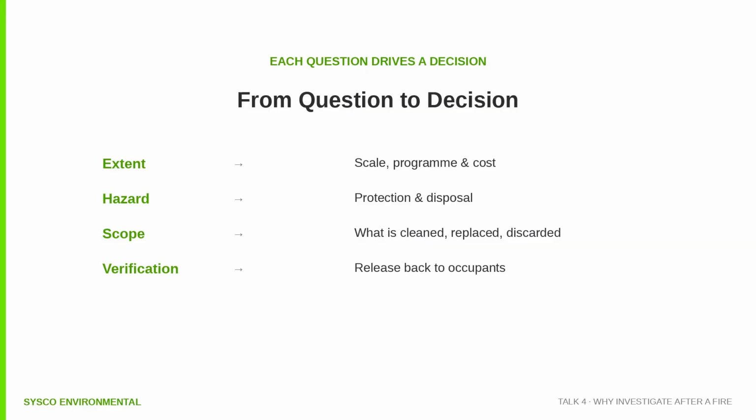These questions are not merely procedural. Each drives a practical decision. Extent determines the scale, program and cost of the works. Hazard determines the protective measures, the cleaning methods and the disposal requirements. Scope determines what is cleaned, what is replaced and what is discarded. And verification determines the point at which the property can properly be released back to its occupants.